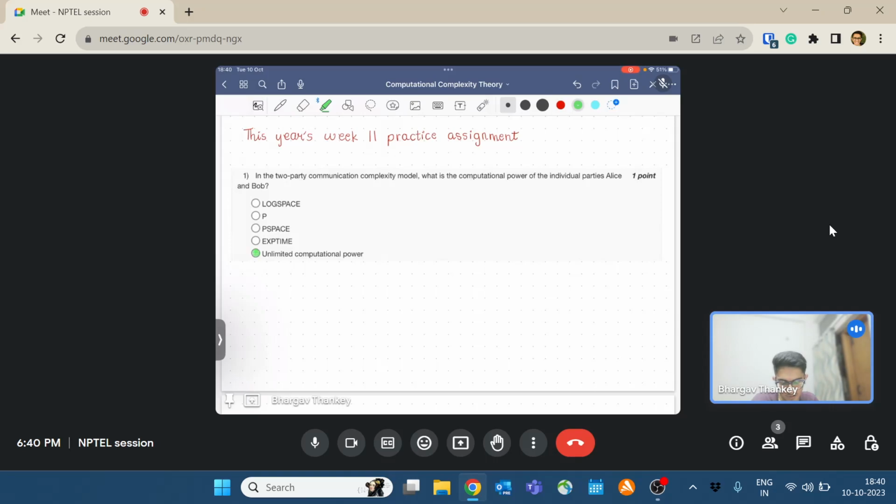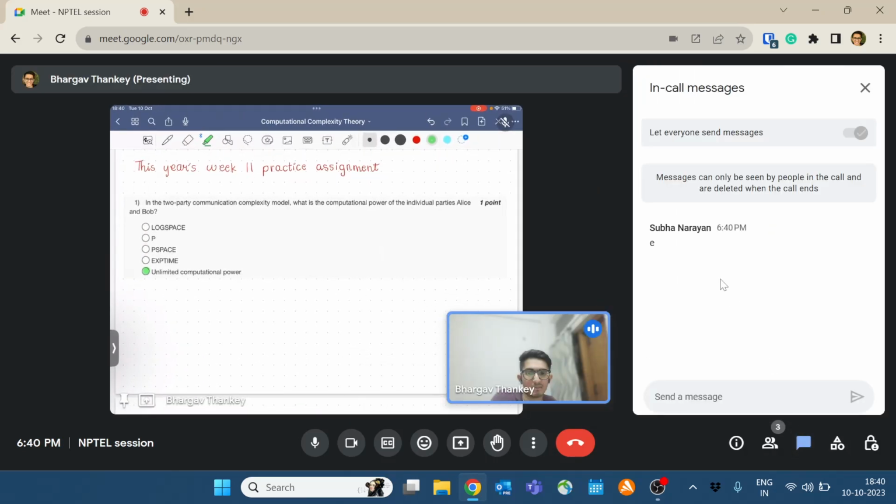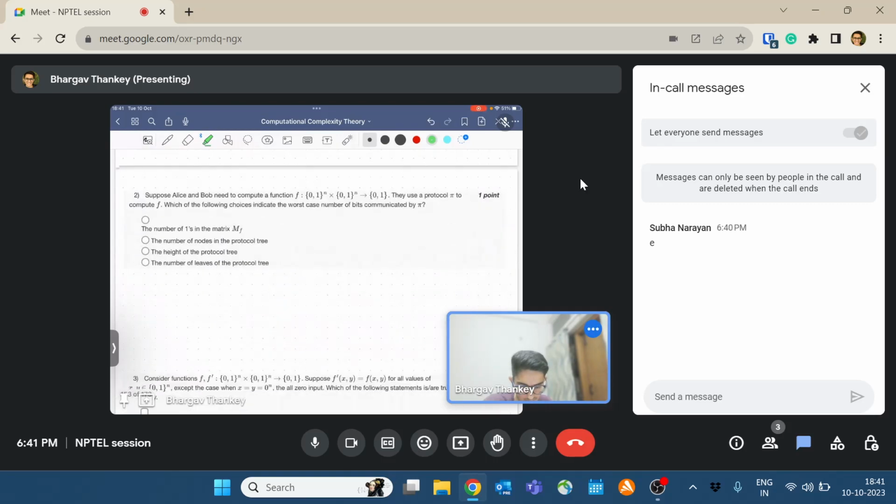The correct answer is option E. In the communication complexity model, what we are interested in is the number of bits that they need to communicate with each other to compute the function. We don't care about how much computational resources each individual party has to utilize to compute the function. And so we let both the parties have unlimited computational power. So the answer is option E. So let's look at the next problem.